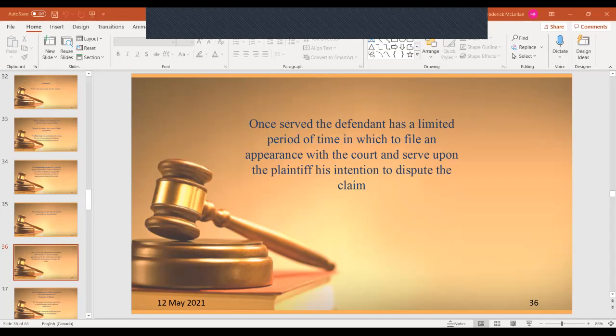we're disputing this claim. If you're in Ontario and you serve somebody in Manitoba or New Brunswick, they have 40 days to respond. And if you sue somebody in Michigan, even if it's just across the bridge, they have 60 days to respond.